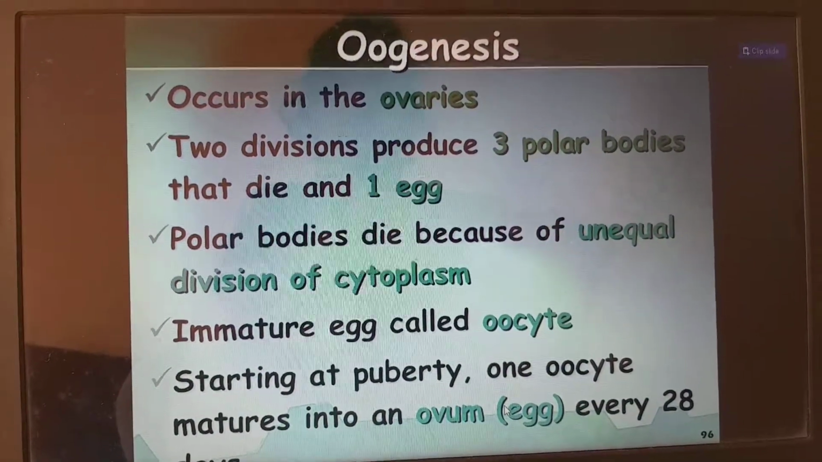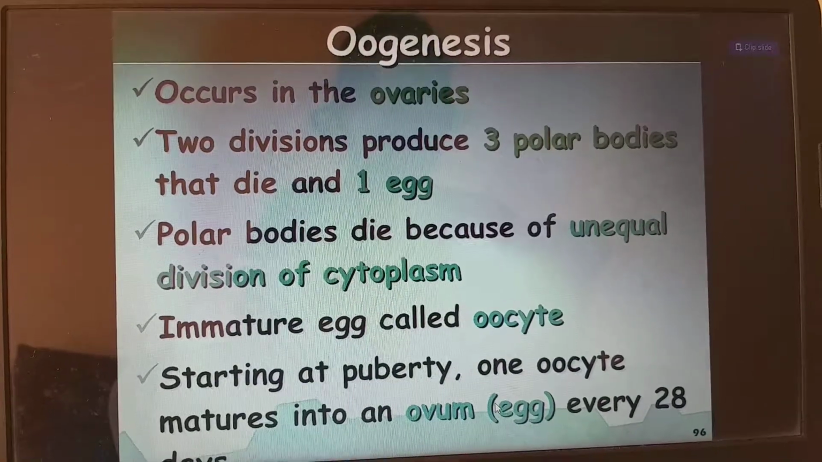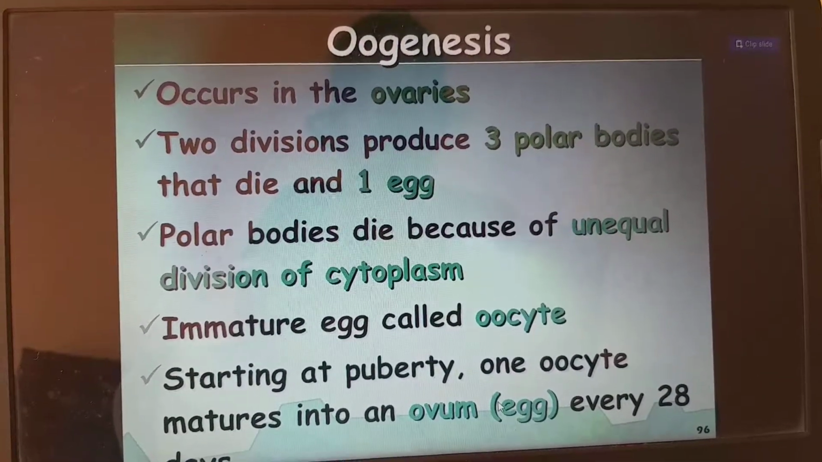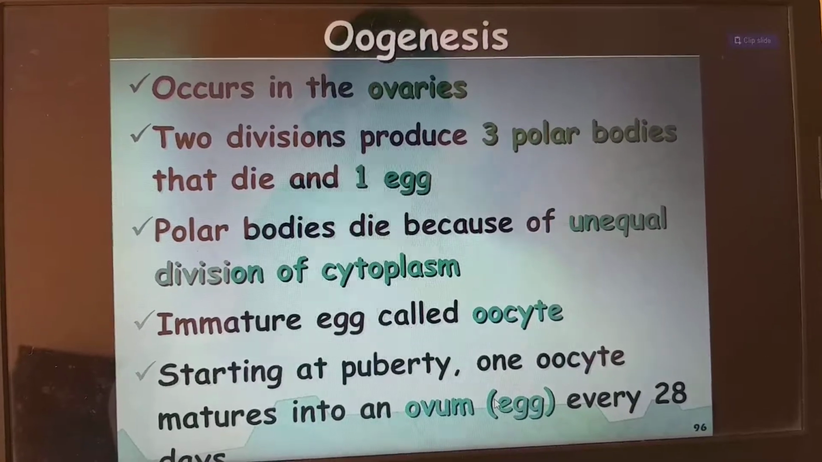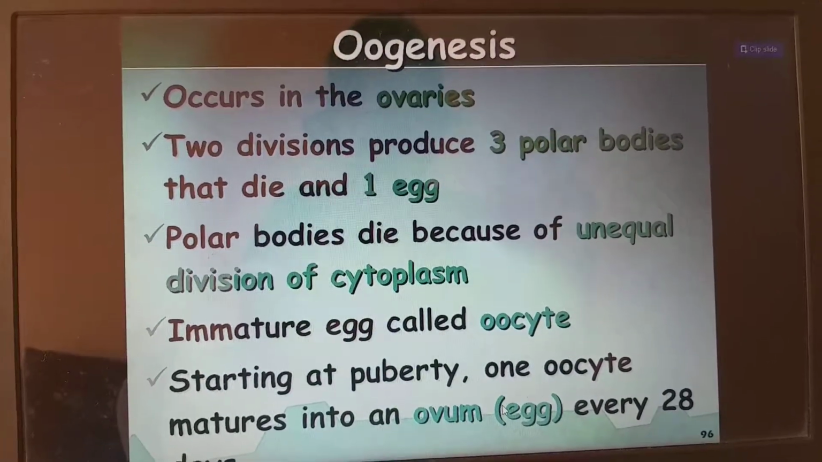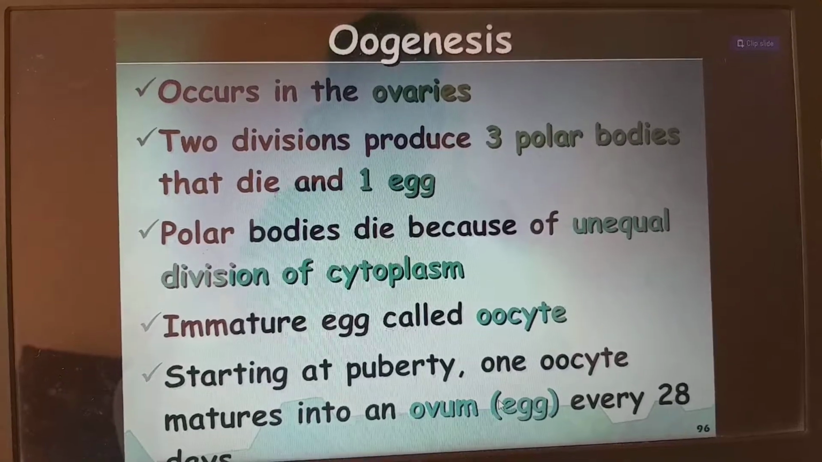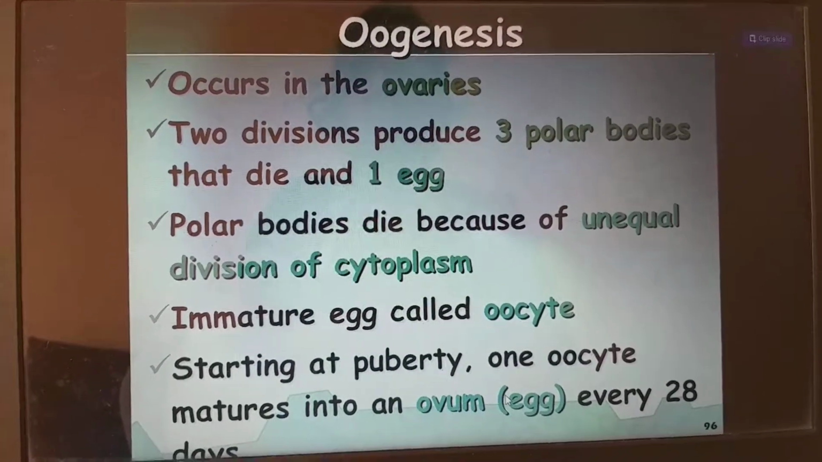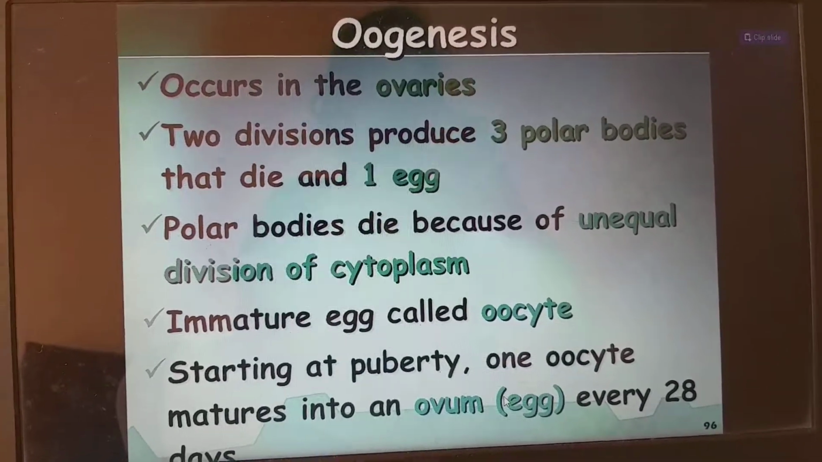Next, oogenesis. It occurs in the ovaries. Two divisions will produce three polar bodies that die and one egg cell. The polar bodies die because of unequal division of cytoplasm. To make it clear about oogenesis, go for the video of the menstrual cycle and fertilization. Then oogenesis will have clarity about the cell division.